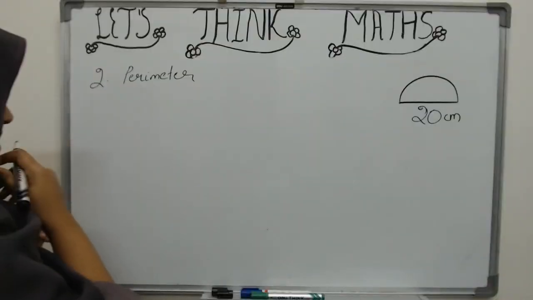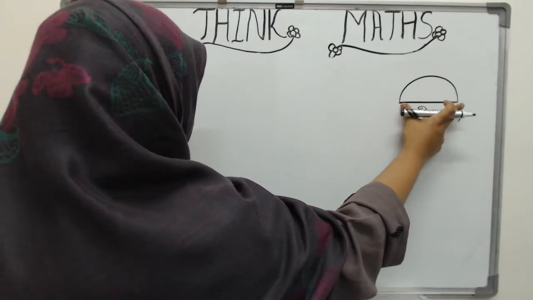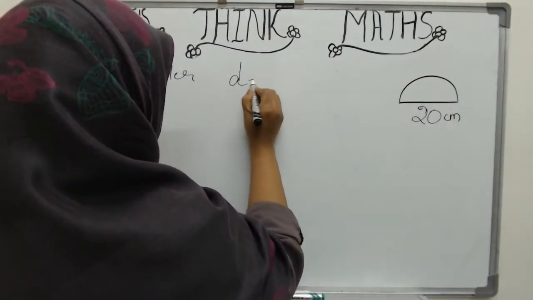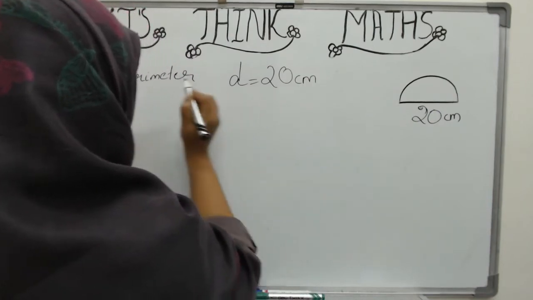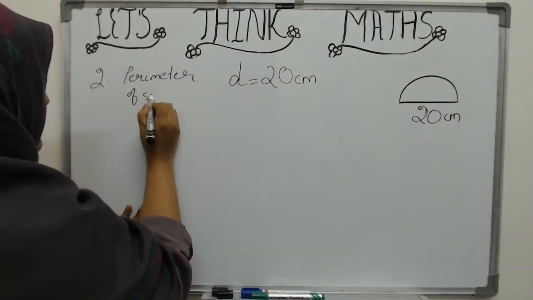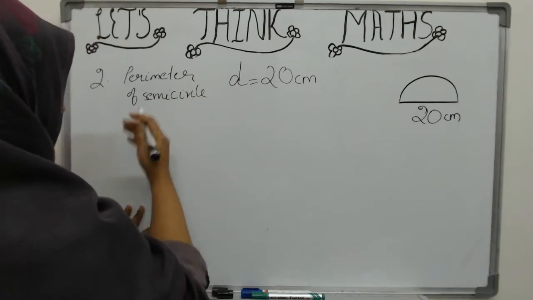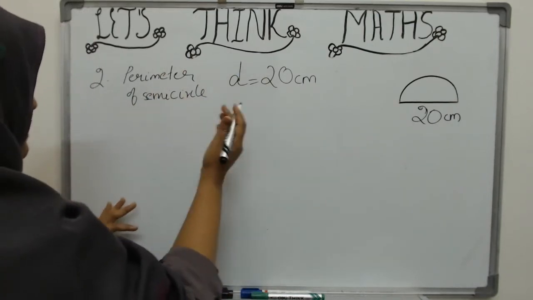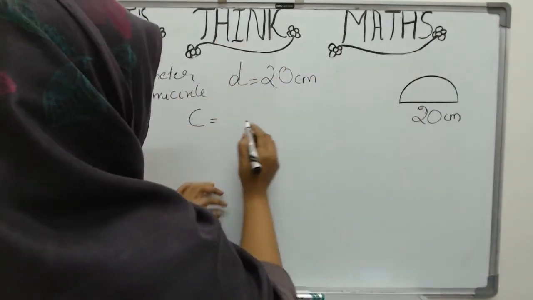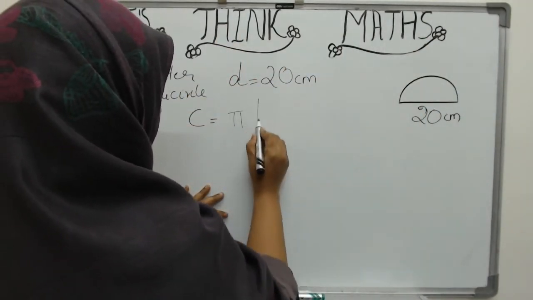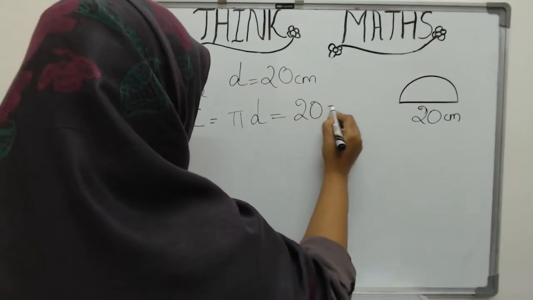Now, what is the second question? You have a semicircle and the diameter of that circle is 20 centimeter. And we have to find the perimeter of this semicircle. Now, for that, perimeter is just a circumference, right? So, C. What is the C of the whole circle? The C of the whole circle will be pi into D. Or in other words, it is just 20 pi, right?